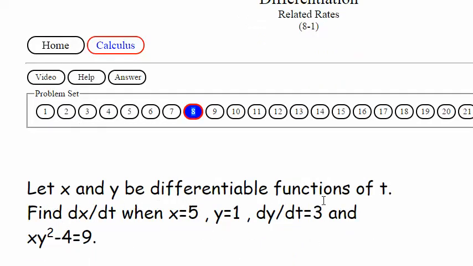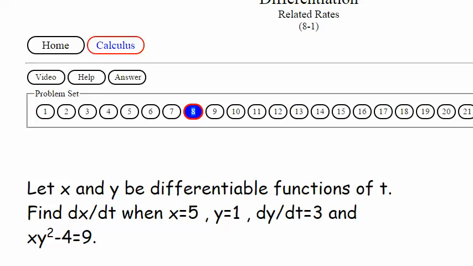Let x and y be differentiable functions of t. Find dx over dt. I'm going to write this one down, and maybe you will too. We want to find dx over dt when x is equal to 5, y is equal to 1, dy over dt is equal to 3, and we have xy squared minus 4 is equal to 9. That's our equation we're going to take the derivative of. Plug all our stuff in and be done with it.